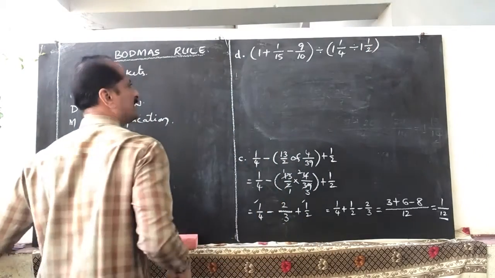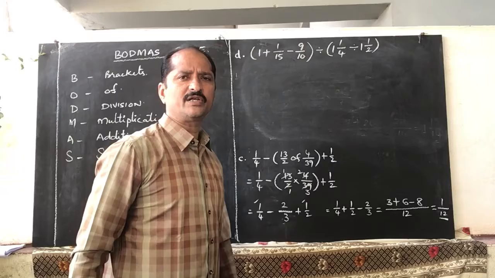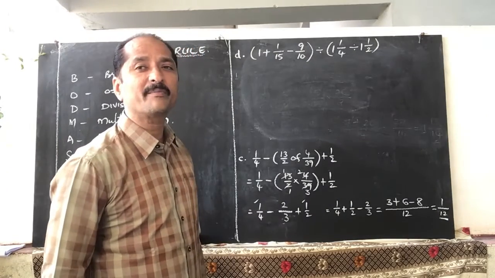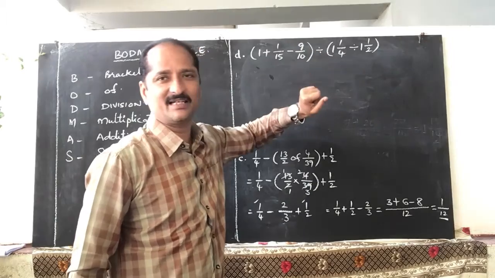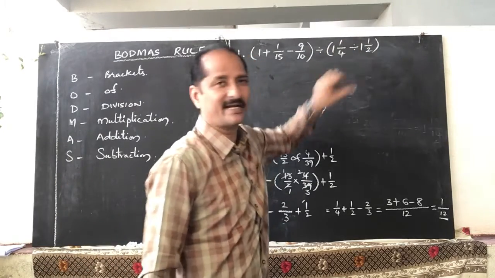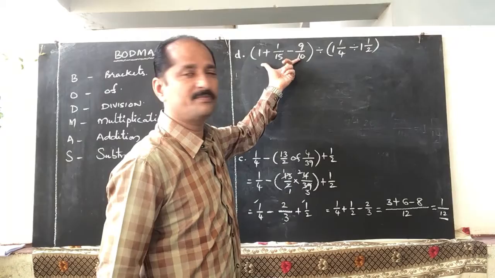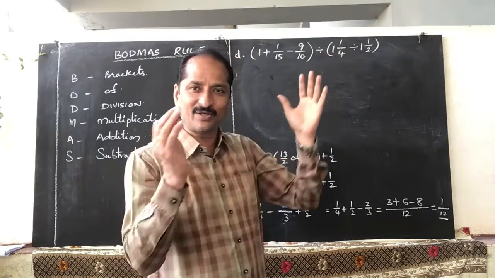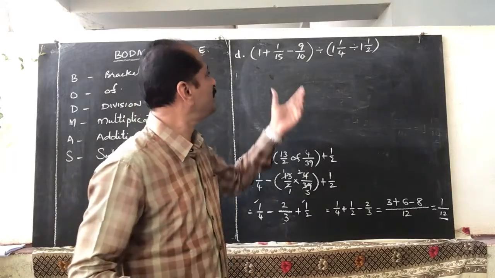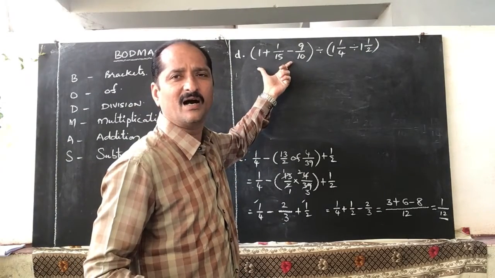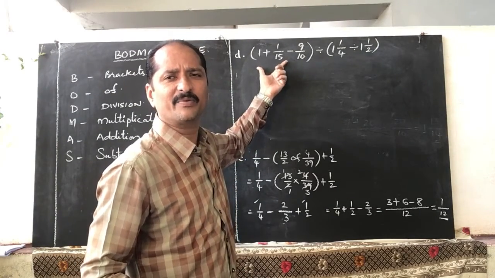So now see here, whenever you are doing this one, first you have to perform the brackets. So perform this bracket and then this bracket, then only division. Why? Because brackets first, after that only division. So you have to perform all the operations in the bracket.